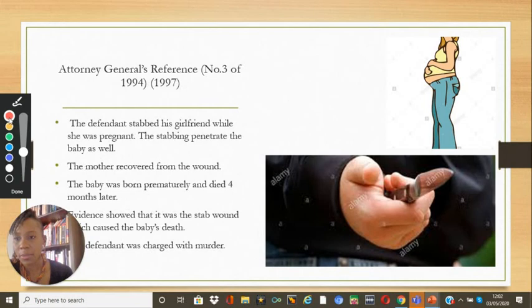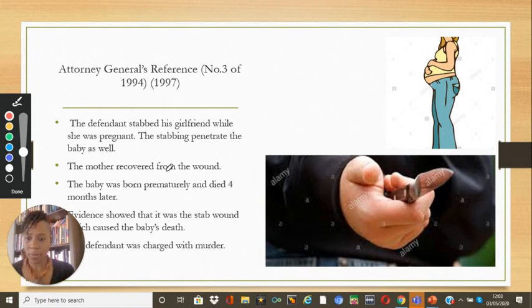And I have a typo there. I must correct that. The stabbing penetrated the baby. I'm going to try and write a D here. So he stabbed his pregnant girlfriend, and the knife went obviously into her belly, but it also went into the baby. So he managed to stab the baby, who is still living in the womb, not fully expelled. The baby was born prematurely and died 4 months later.